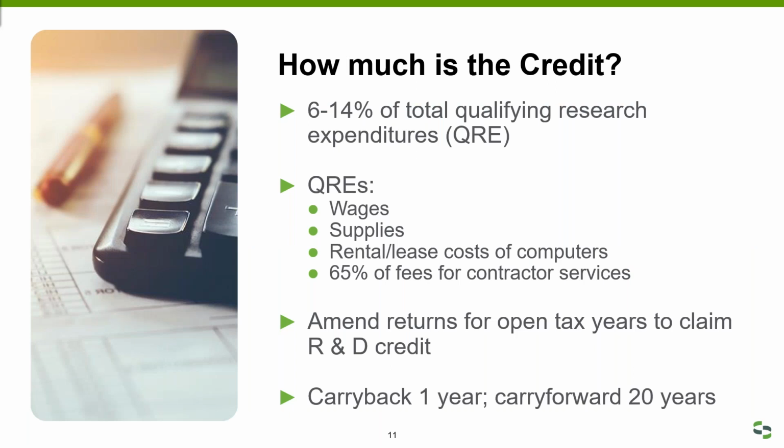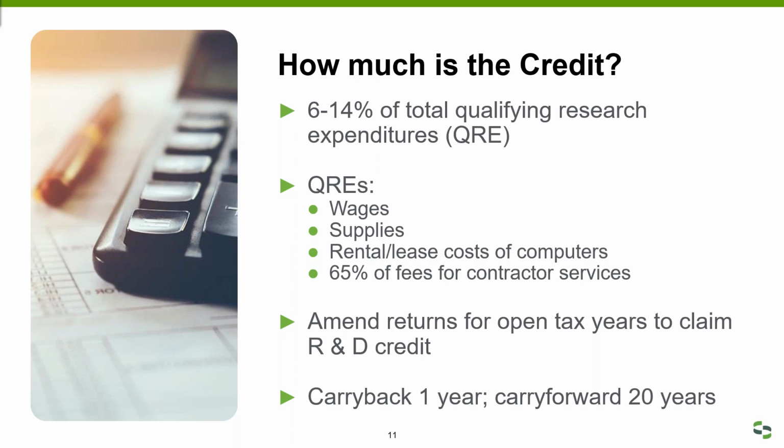Worst case scenario was 6%. The alternative simplified credit method is 14% and the maximum is 20%. So in the US, it ranges from 6 to 20% of what is referred to as total qualified research expenditures, those costs being incurred that ultimately qualify pursuant to our statute in the US.